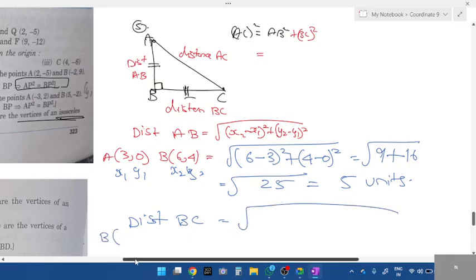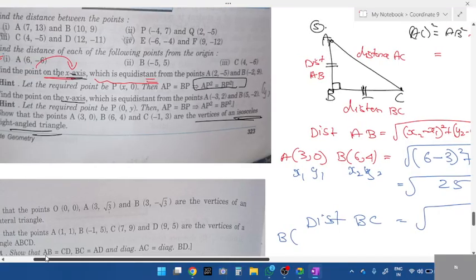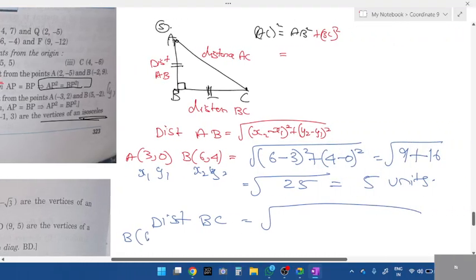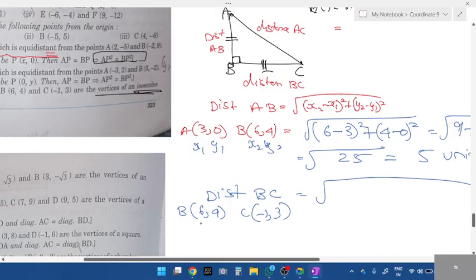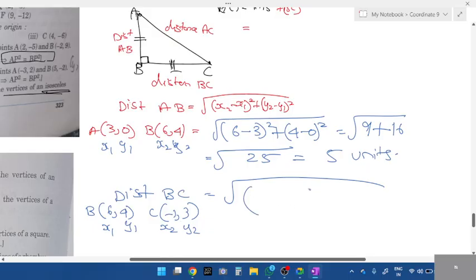What is B value? What is B given? 6, 4. What is C? What do we need to take? This is a separate question. This one you take it as x1, y1. What is C value? x2, y2. What's the formula? All of you respond.